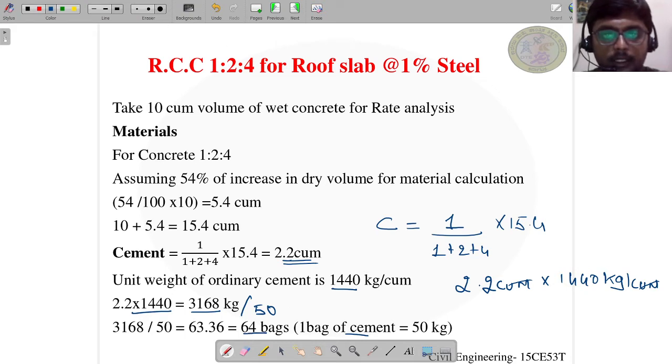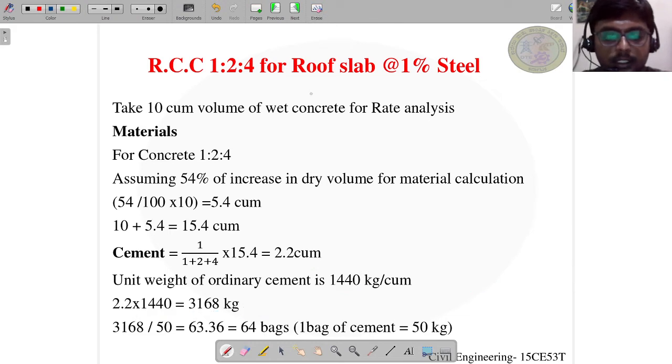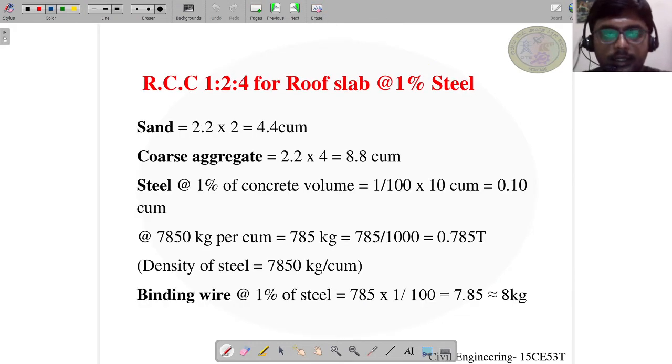Okay. So once the cement is calculated, next let us go to sand, which has a proportion of 2. So 2.2 of cement into twice the proportion becomes 4.4. And again, the next proportion, which is of the coarse aggregate, is 4. So 2.2 of cement, 4 times, will give us 8.8 cubic meter. So we have calculated the cement, sand and quantity of coarse aggregate.